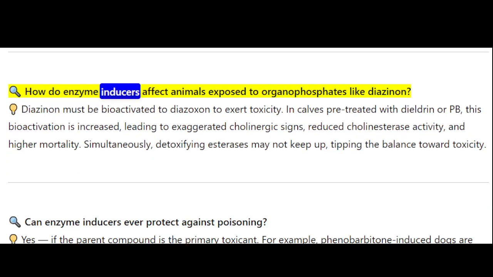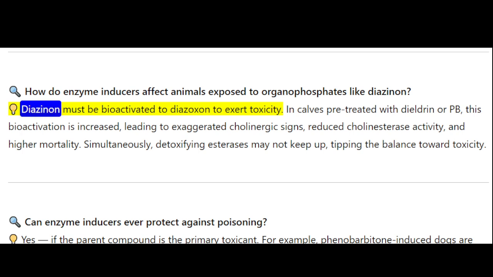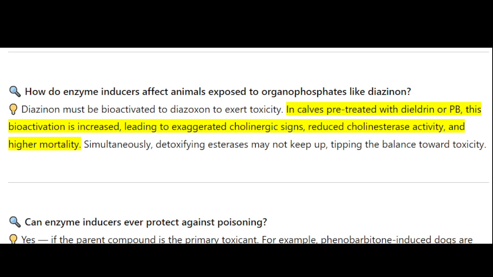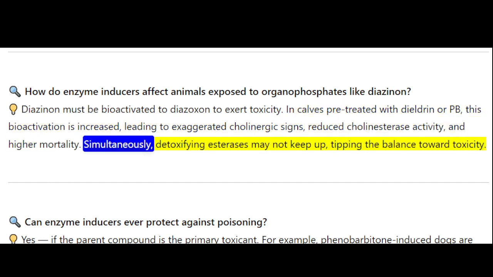How do enzyme inducers affect animals exposed to organophosphates like diazinon? Diazinon must be bioactivated to diazoxon to exert toxicity. In calves pre-treated with dieldrin or PB, this bioactivation is increased, leading to exaggerated cholinergic signs, reduced cholinesterase activity, and higher mortality. Simultaneously, detoxifying esterases may not keep up, tipping the balance toward toxicity.